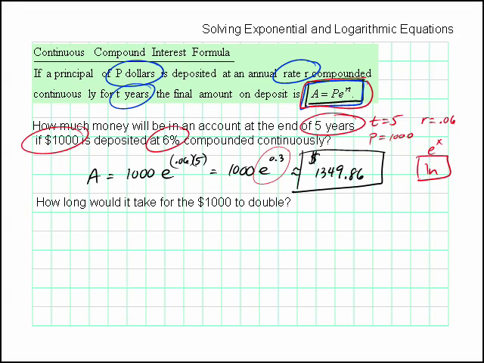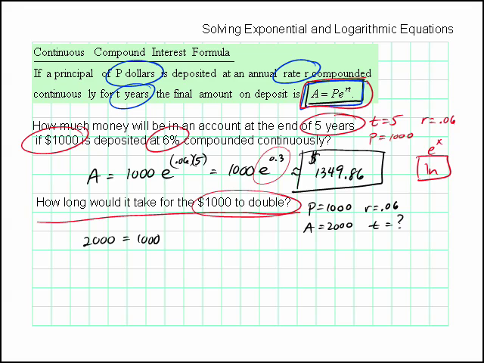Let's look at another example. How long would it take for the $1,000 to double? So in this case, P is 1,000. We want the principal amount to double to $2,000. The interest rate is still 6%, and the time is what we're looking for. How long will it take to double? So 2,000 equals 1,000 e to the 0.06t is the equation, and we need to solve that equation for t.